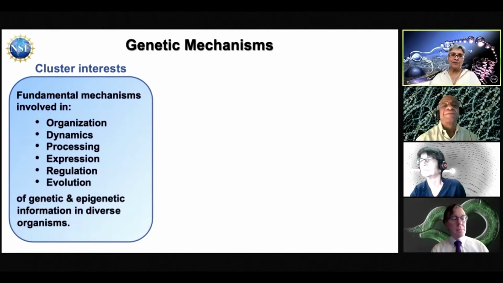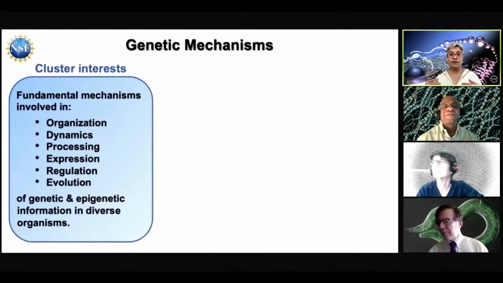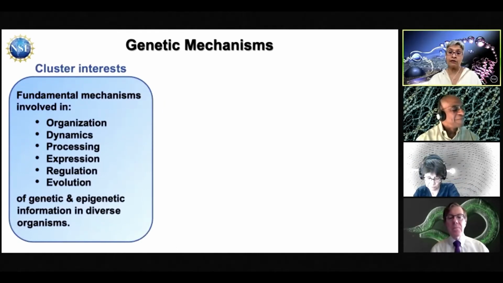And we'll go to genetic mechanisms now. And as evident from its name, the GM cluster supports mechanistic research on the genetic and epigenetic information contained in DNA, RNA, and protein, and on how this information is organized through the structure and dynamics of DNA, RNA, and protein, how this information is processed, expressed, and regulated in cellular space and over time, to enable molecular and cellular and organismal function, and how it evolves over generations.